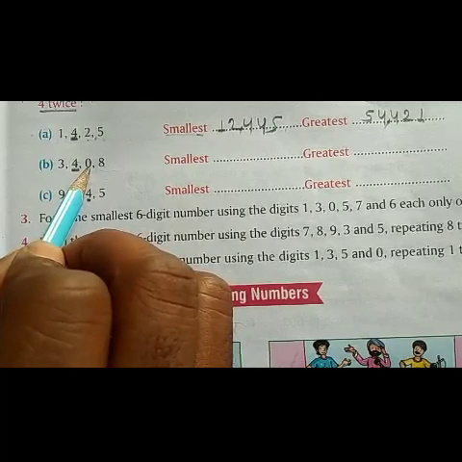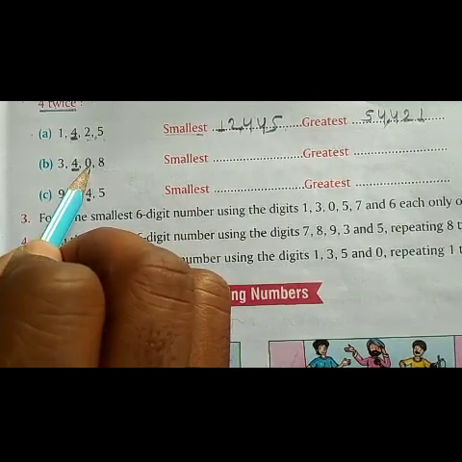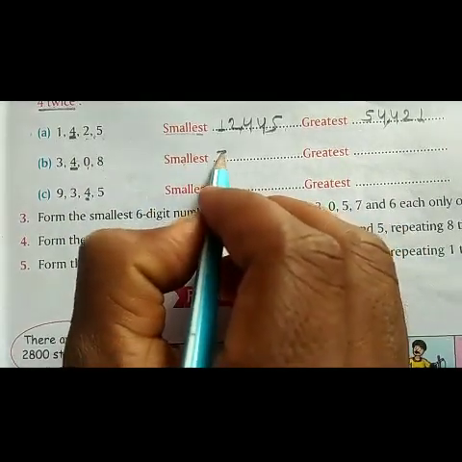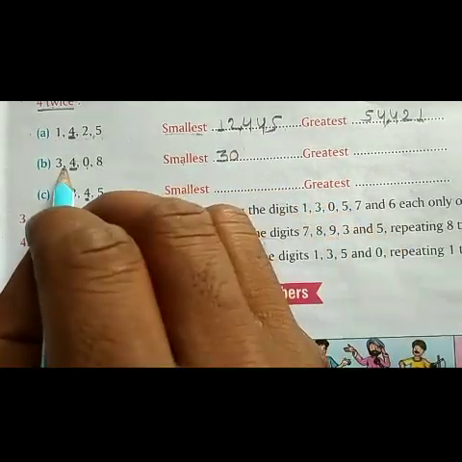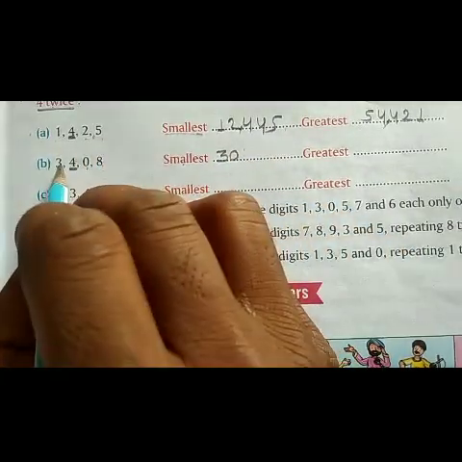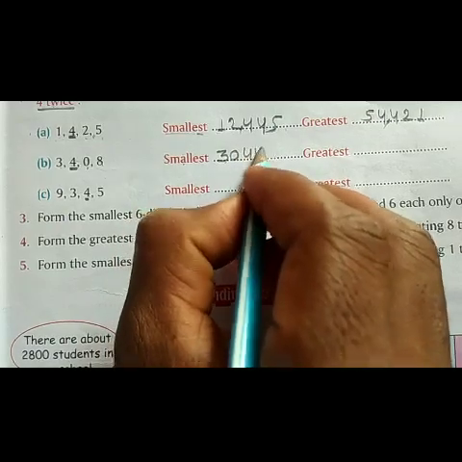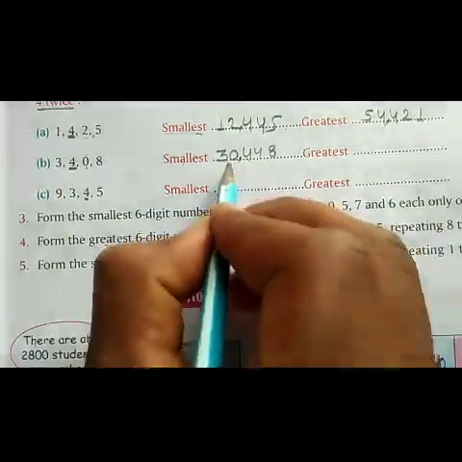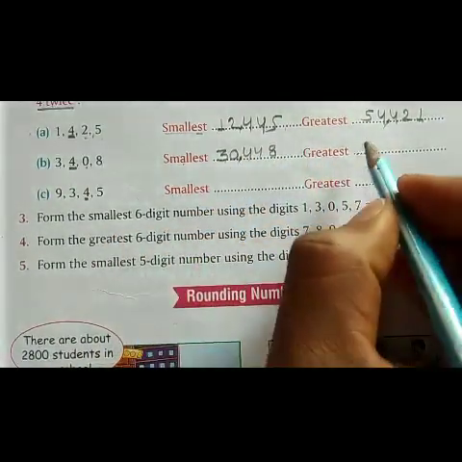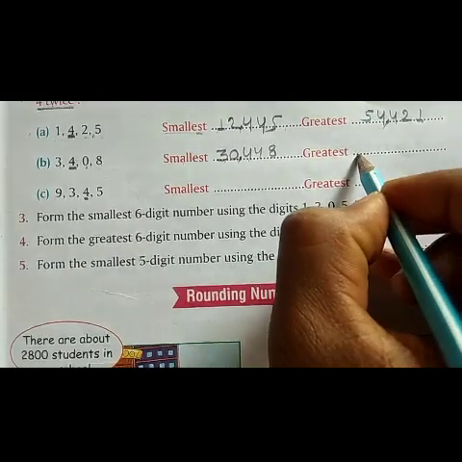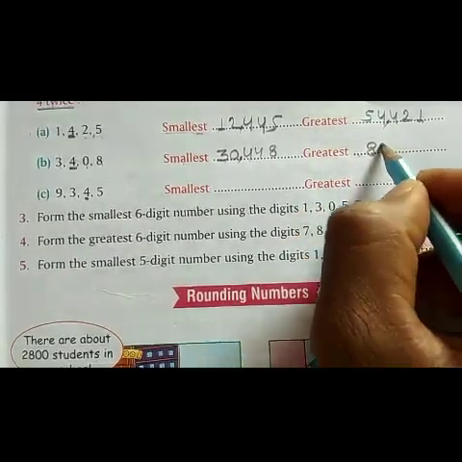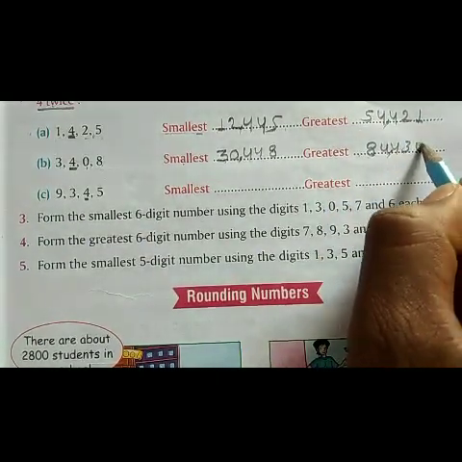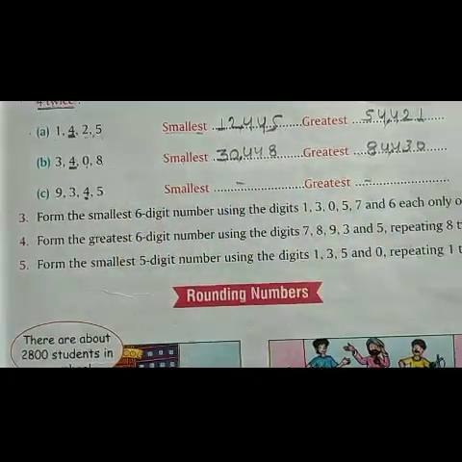Part B. The digits are 3408. There is 0. 0 will be placed at the second place from the extreme left. So to form the smallest number, the smallest digit is 3 other than 0. So 3, 0, 4, 4, 8. 4 is repeated 2 times. This is 30,448. For the greatest number, 0 will be at ones place. This is 84,430. Part C you will solve by yourself.